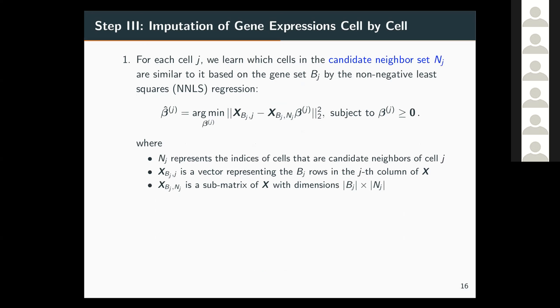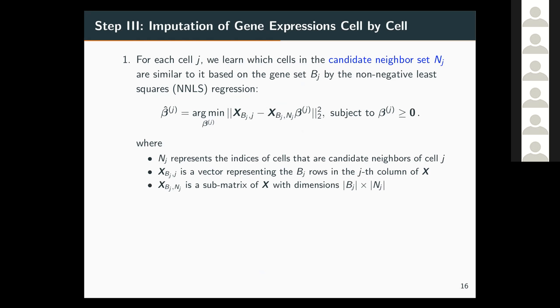So our step three, after we have the AJ and BJ, now we'll start our imputation. For each cell J, we will first learn which cells in its candidate neighbor set NJ are similar to it based on the gene set BJ. We find the similar cells among NJ by fitting a non-negative least squares regression. Because of the non-negativity, this regression will enforce sparsity on the estimated coefficients of candidate neighbor cells, so some of them will be forced to zero. And the non-zero coefficients will indicate the similar cells we will use for imputation.